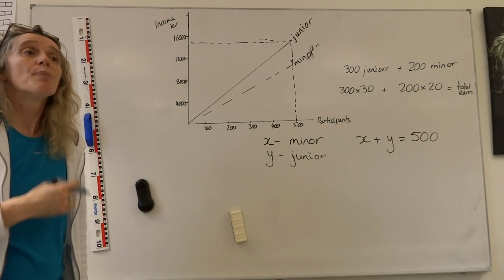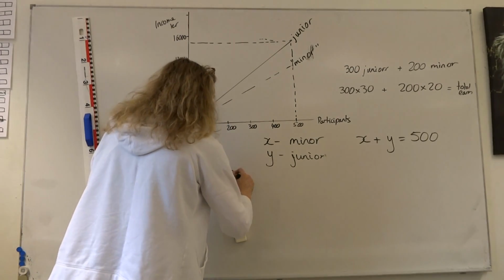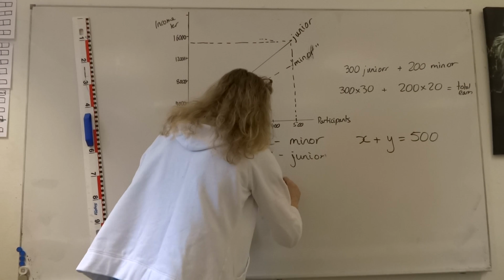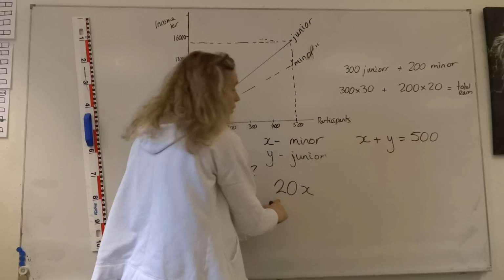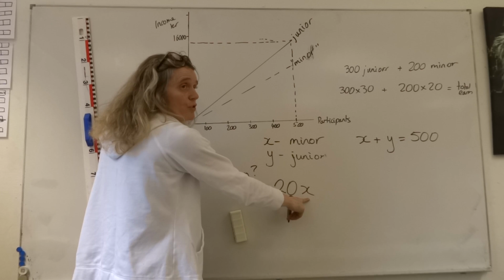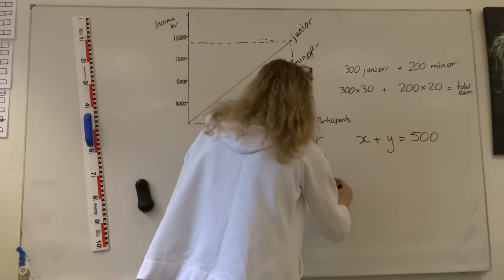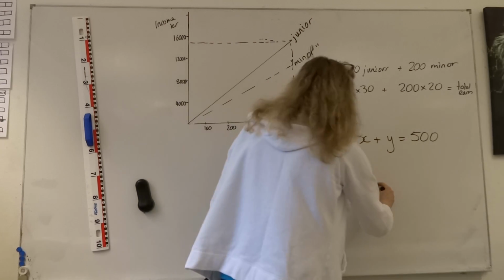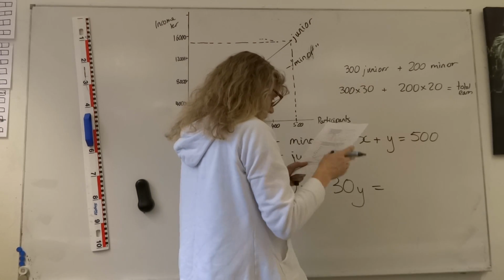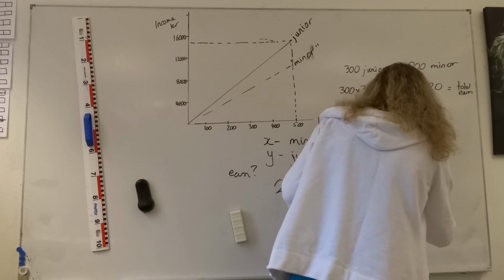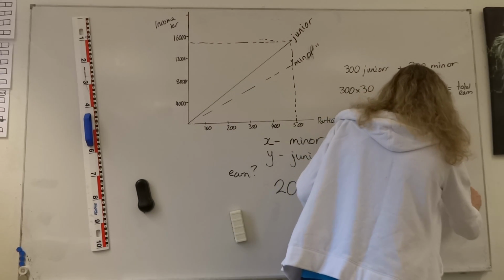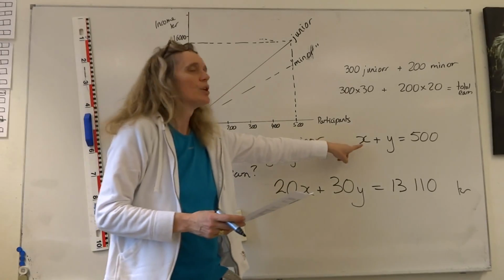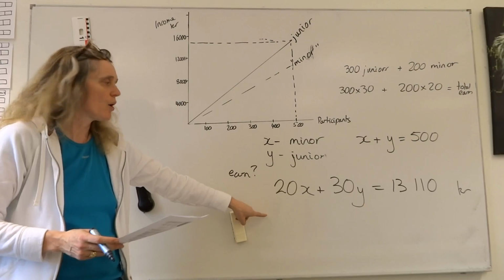But if we then put it in terms of how much money we earn, well, for every minor it earns us 20 kroner, and for every junior 30. So 20 times the number of minors plus 30 times the number of juniors will give us the total amount that we earn, which is 13,110 kroners. So what do we do now? Now it's easy because we have two equations with two unknowns.